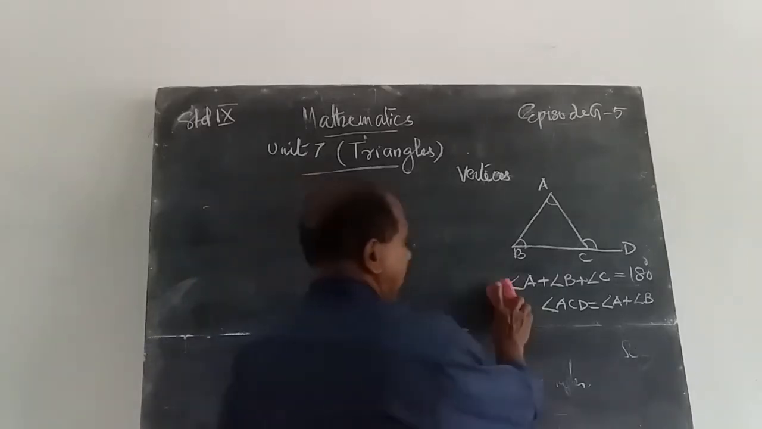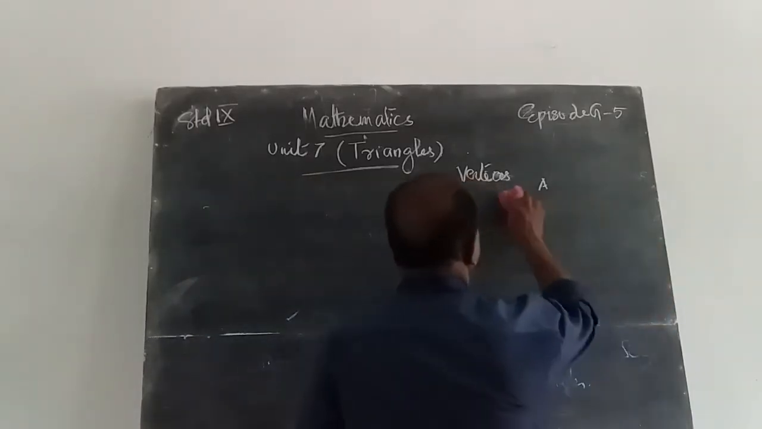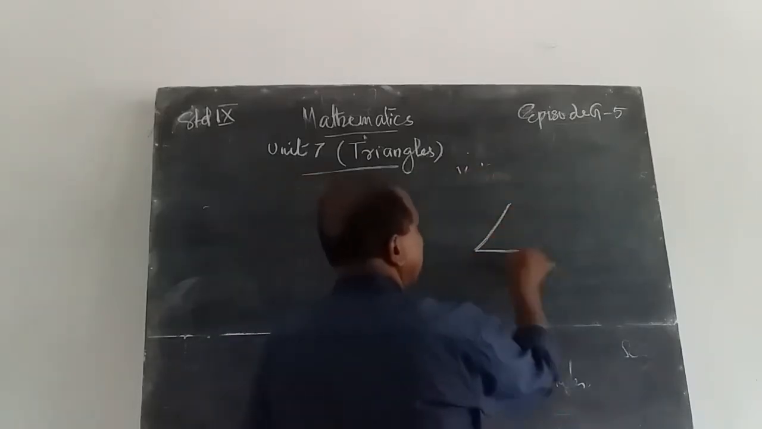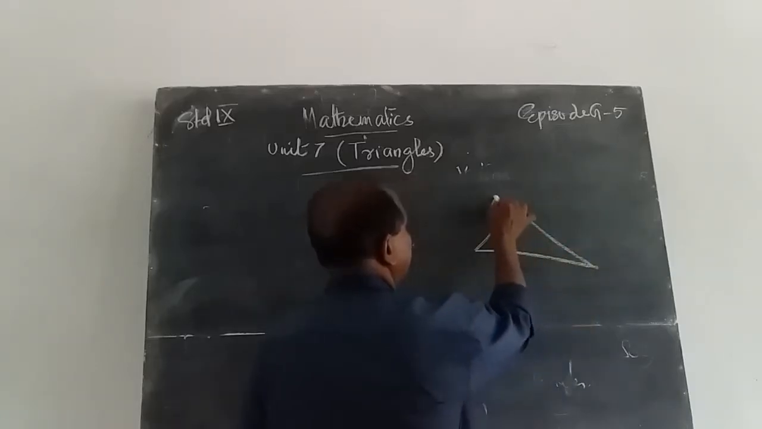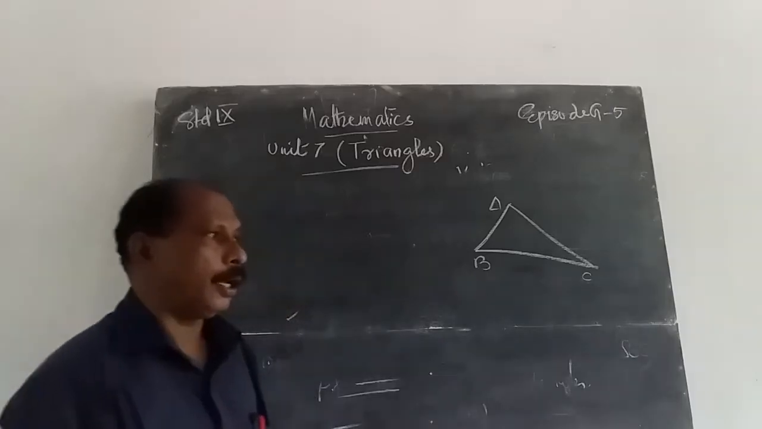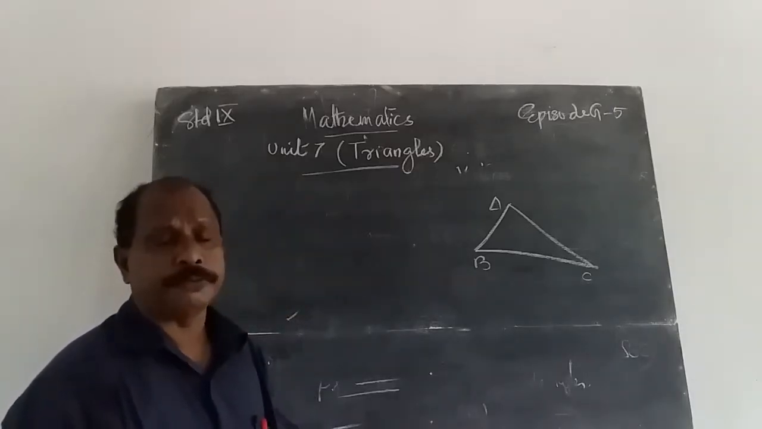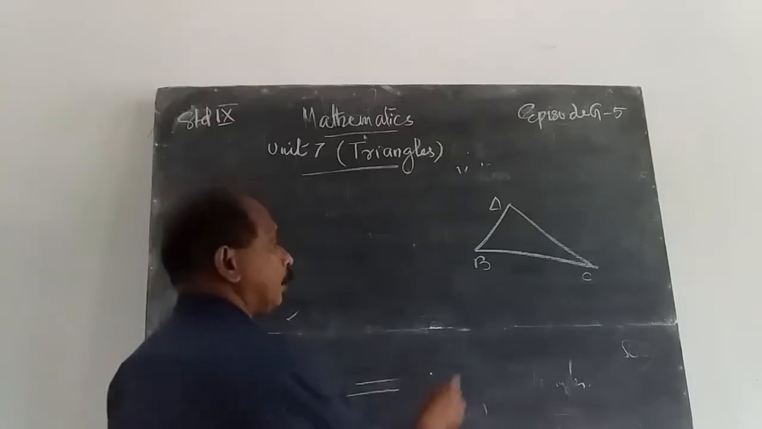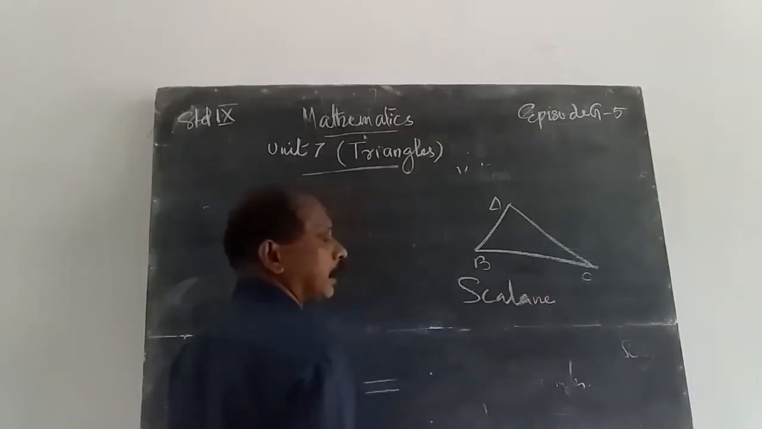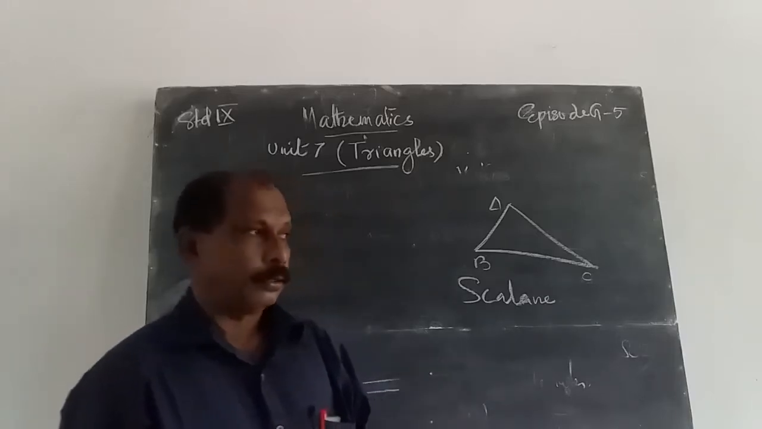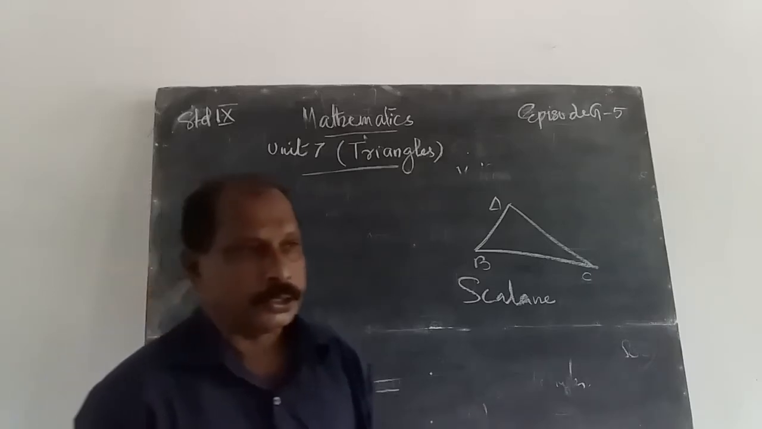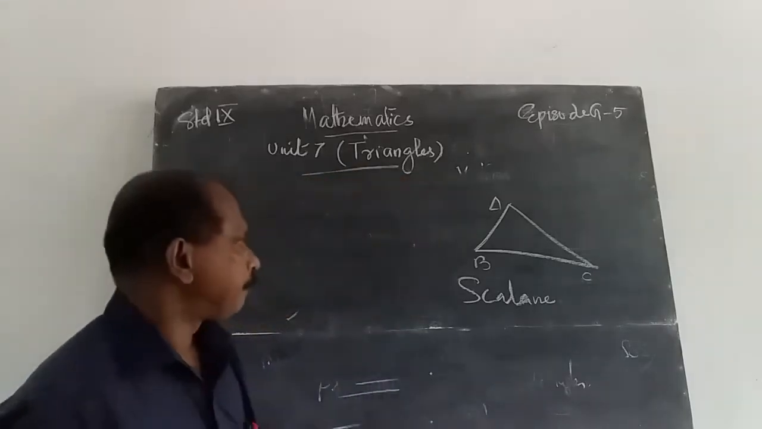Let us consider a triangle with 3 sides. The lengths of these 3 sides are different, that is A, B, C. The lengths of AB, BC and AC are not the same. They are different in measure. Therefore, this triangle is known as a scalene triangle. What is a scalene triangle? The 3 sides of a triangle are in different measure. It is known as a scalene triangle.